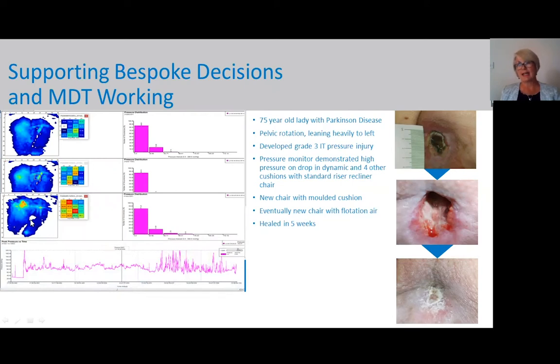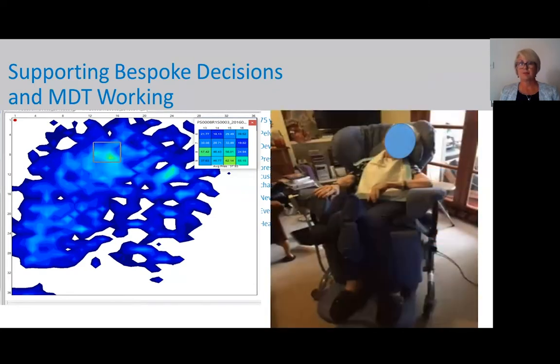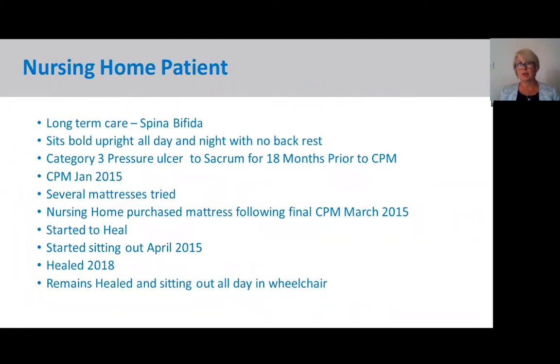So we needed to have a cushion that would support the carers providing that positioning as opposed to healthcare workers. And we were able to do that. And this lady continued to sit out for 12 hours a day, and she healed within 5 weeks, which was incredible, really, considering it was a grade 3, category 3. We were able to reduce the district nursing time and also the tissue viability time.